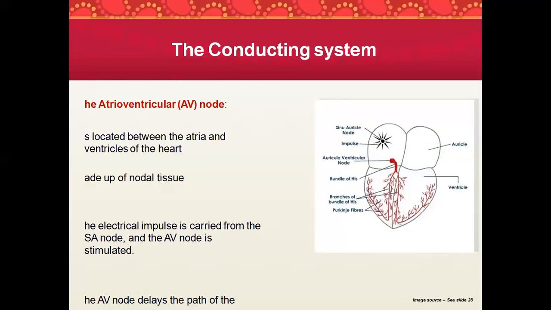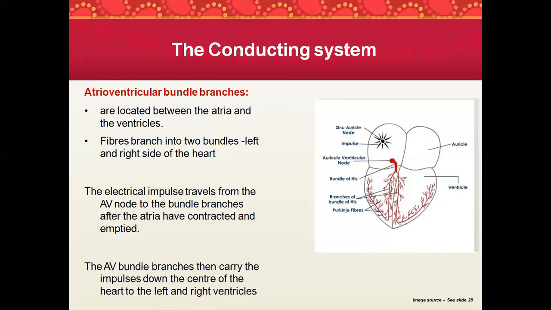The electrical impulses start from the SA node and then pass on to the AV node. Once the SA node is stimulated, your AV node will be stimulated, and then the AV node delays the impulse. If there is any injury or any problem with the AV node, it is going to delay the passage of these electrical impulses.